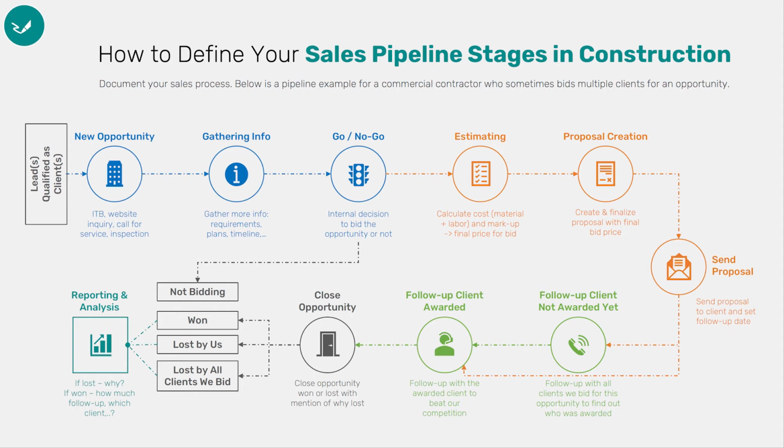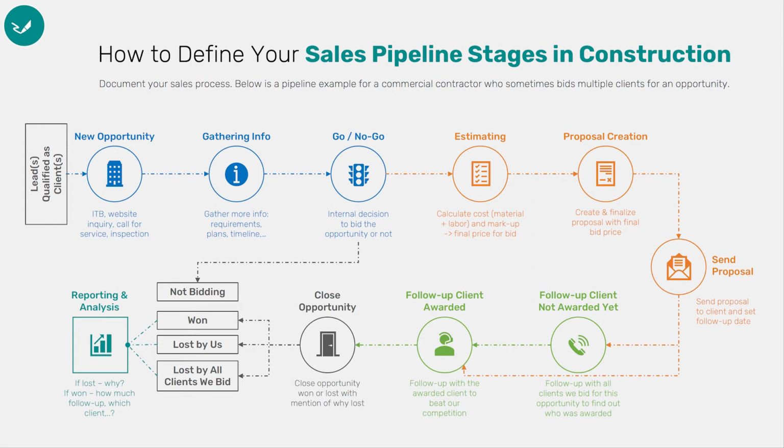What we want is to start each opportunity we receive in the new opportunity stage. An opportunity for a construction company could be an invitation to bid, a website inquiry, a call for service, or an inspection inquiry. Most of the time, we'll have to gather some additional information such as building plans, specs, and requirements, so we can add that as a separate stage in our pipeline.